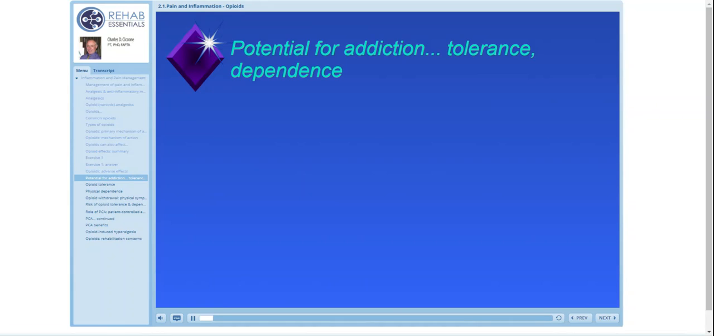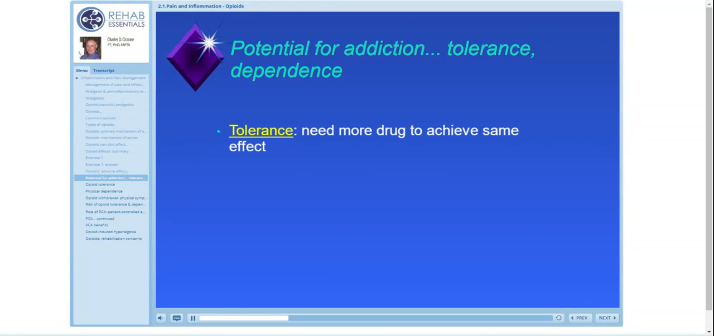We hear the word addiction very often, a very commonly used term. It's not a good term because it's very imprecise. It doesn't specifically define what's happening in the patient. Better terms to describe this are tolerance and dependence. Tolerance is you have to provide more drug to achieve the same therapeutic effect.